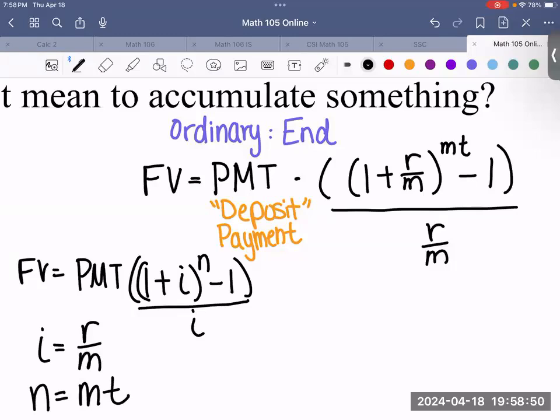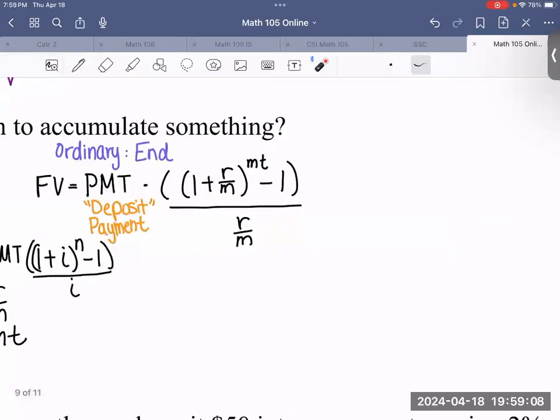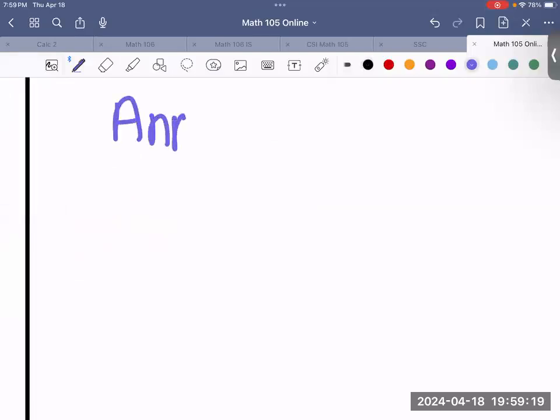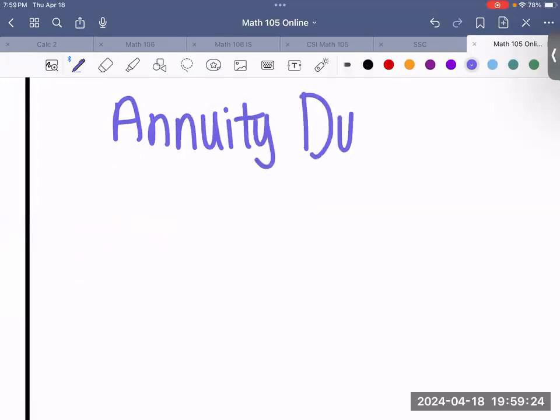So R, M, T, those all mean the same exact things, except in these formulas, we're no longer working with a present value or a future value. You're working with a payment, something that you're either depositing or withdrawing. So if this is an ordinary annuity, then on the other side, we're going to have your annuity due, which is the beginning.